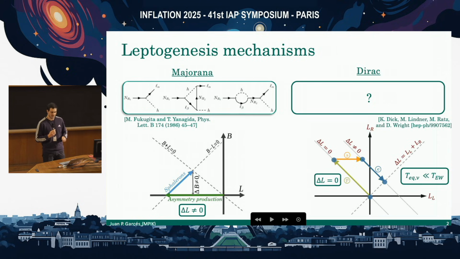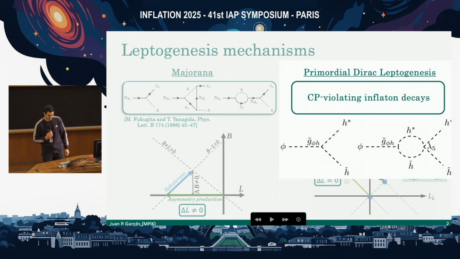avoid the sphaleron washout. Anyways, what's important is that in Dirac leptogenesis, the asymmetry production, so what's here in the green arrow, remains unspecified. And what we propose in this project is that this could be tied to inflationary dynamics, or more specifically, it could be coming from CP violating inflaton decays.